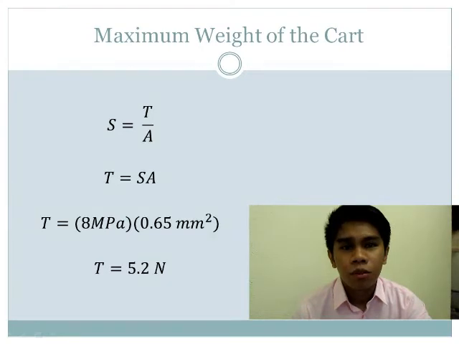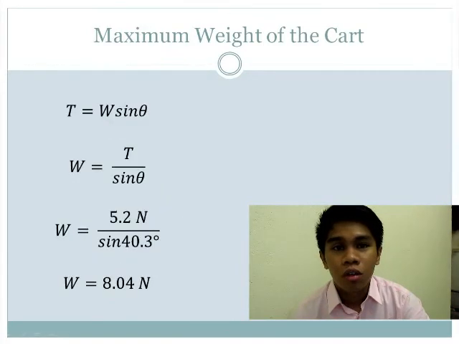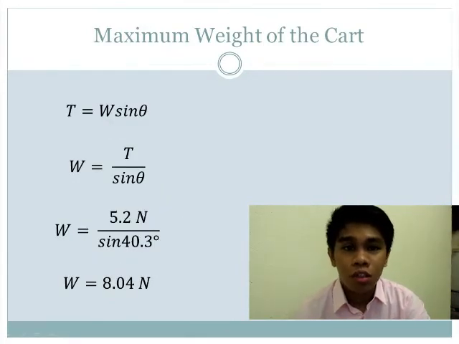With some analysis, we know that the stress is equal to the tension over the area. Manipulating it, we get that the stress times area is equal to the tension, and we will use the maximum stress of 8 gigapascals. The tension that we will get is equal to 8,000 megapascals times 0.65 millimeters squared, and we will get a tension of 5.2 newtons.